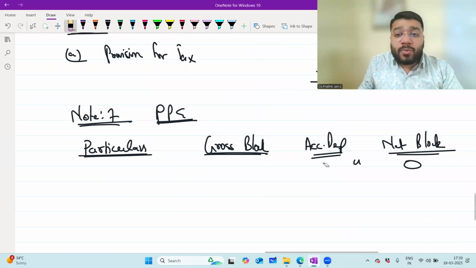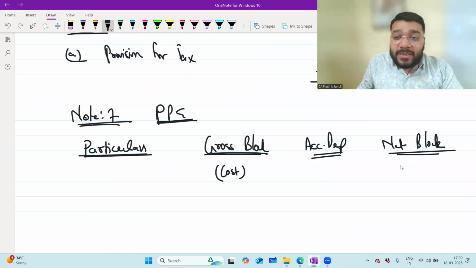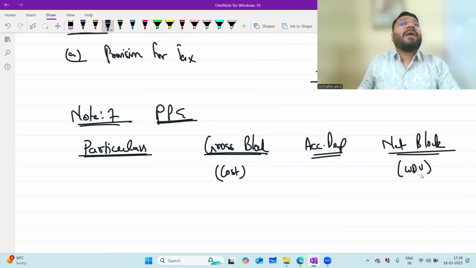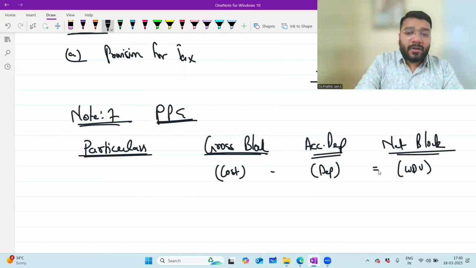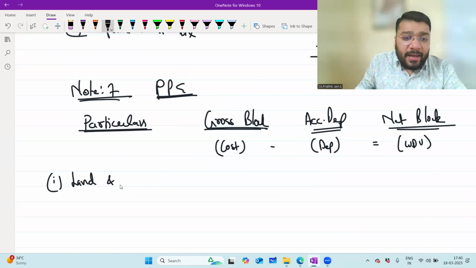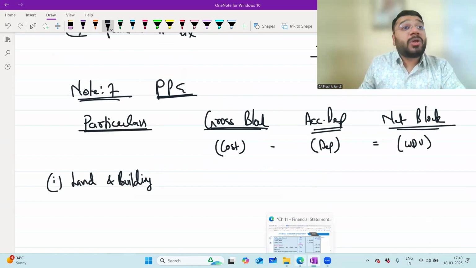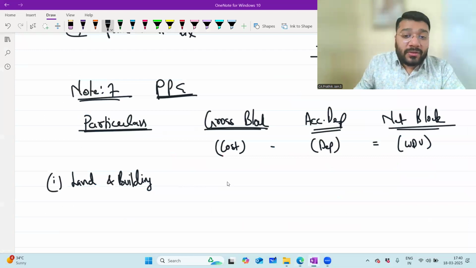Now, gross block means what? Cost. Net block means what? Written down value. Means the value which is coming after minusing the depreciation from the cost. Under that, the first item is land and building. How much is the gross block? Take it from the adjustment. 30 lakh.